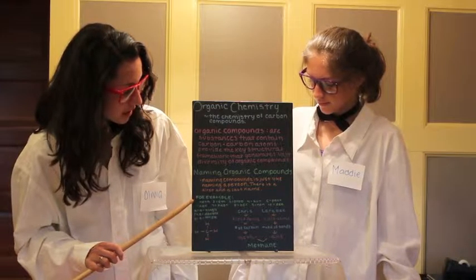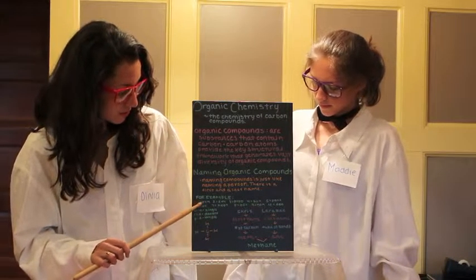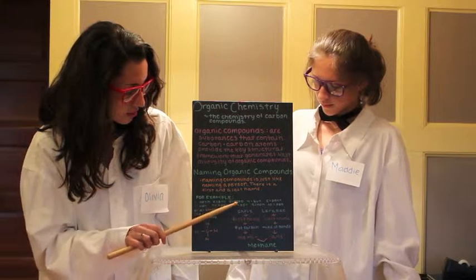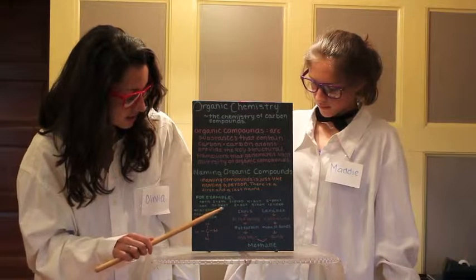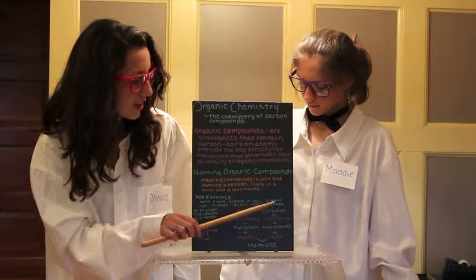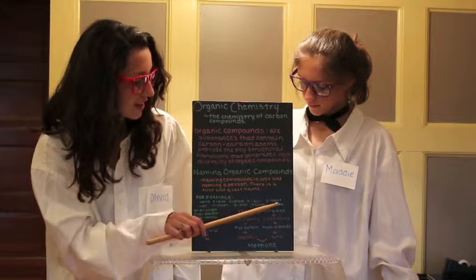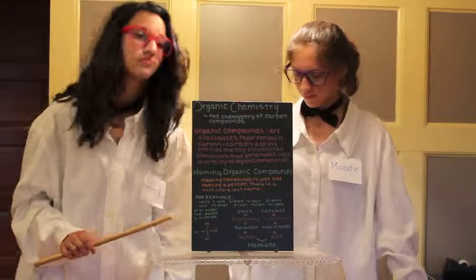For naming organic compounds, you need to know how many carbons are in the structural formula. You use meth for 1, eth for 2, prop for 3, but for 4, pent for 5, hex for 6, hept for 7, oct for 8, non for 9, dec for 10. And you also need to know the types of bonds. You use ane for single, ene for double, and yne for triple.